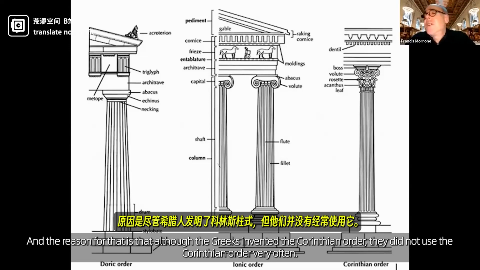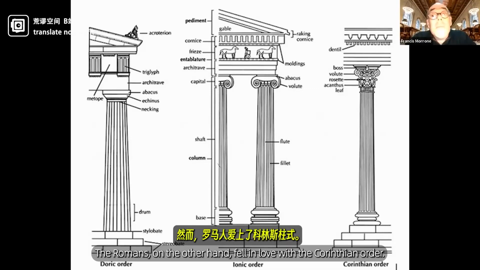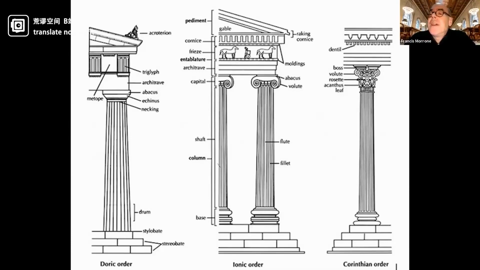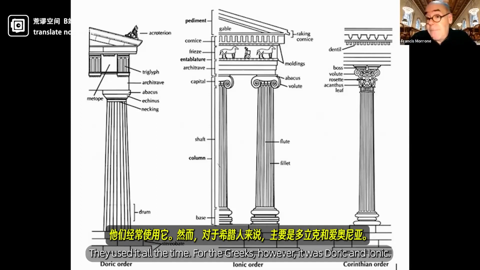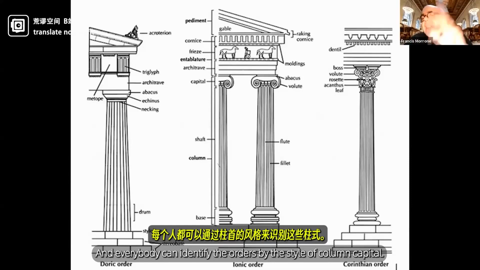And the reason for that is that although the Greeks invented the Corinthian order, they did not use the Corinthian order very often. The Romans, on the other hand, fell in love with the Corinthian order, and it basically became the symbol of their glory. They used it all the time. For the Greeks, however, it was Doric and Ionic. And everybody can identify the orders by the style of column capital.